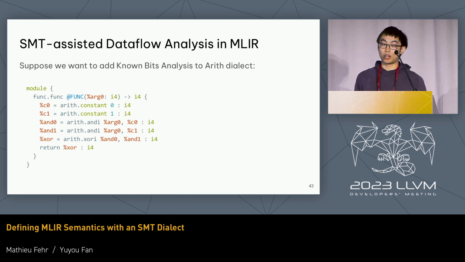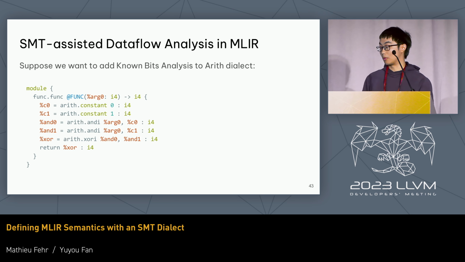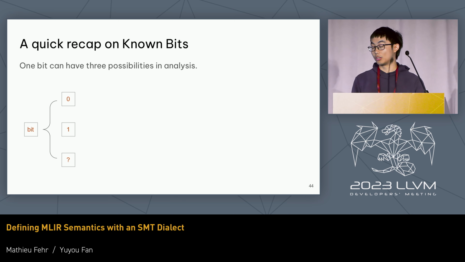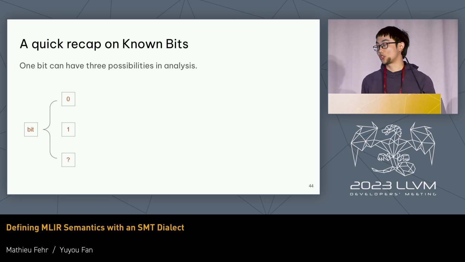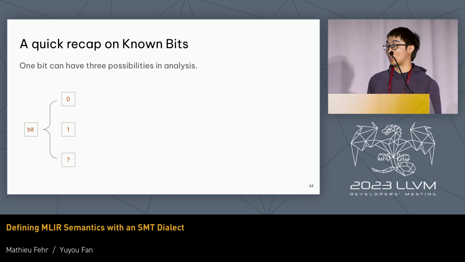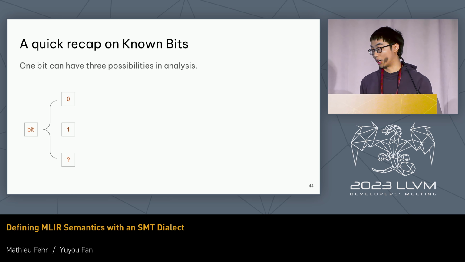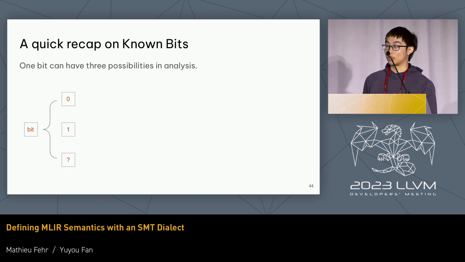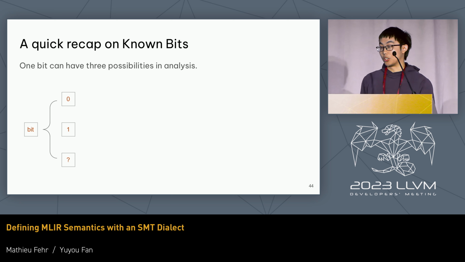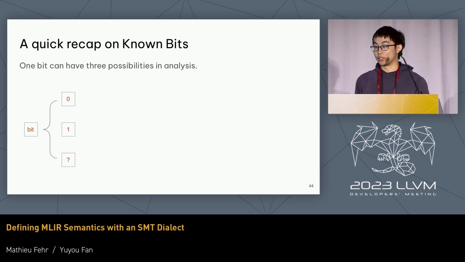Before talking about the details, we can do a quick recap of the basic concept. In execution time, one bit can have only two possibilities, 0 and 1. However, in the analysis stage, we can have three possibilities, because we need to reason about all possible executions of our result. The first two possibilities are that we know the bit is definitely 0 or 1. The last possibility is that we don't have enough information to reason about it, so that bit is unknown.